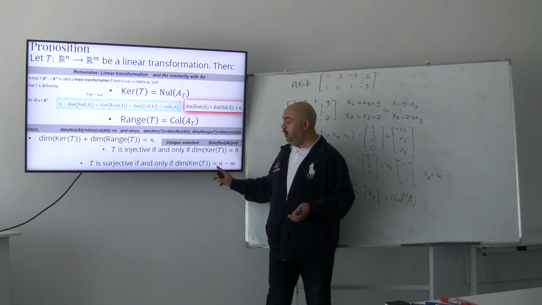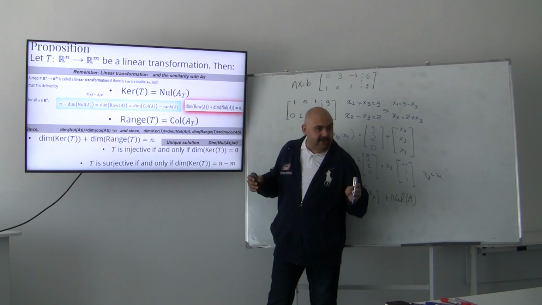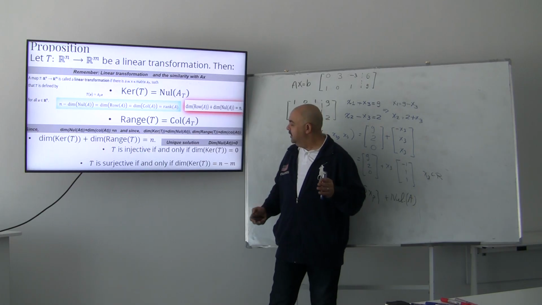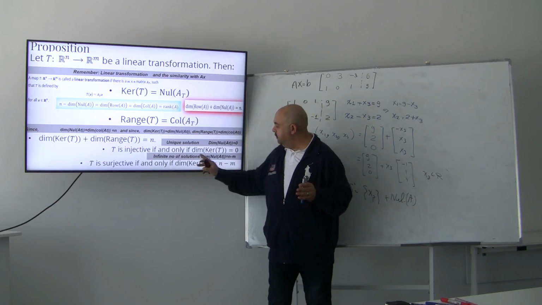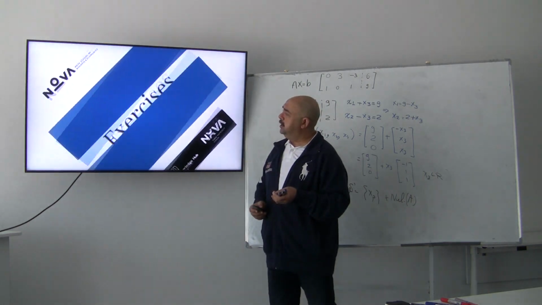the dimension of the kernel of T equals n minus m, which is the degrees of freedom. The difference between the unknowns and the number of equations, okay? And this is going to be an infinite number of solutions with that dimension. I will go to exercises in the next session.